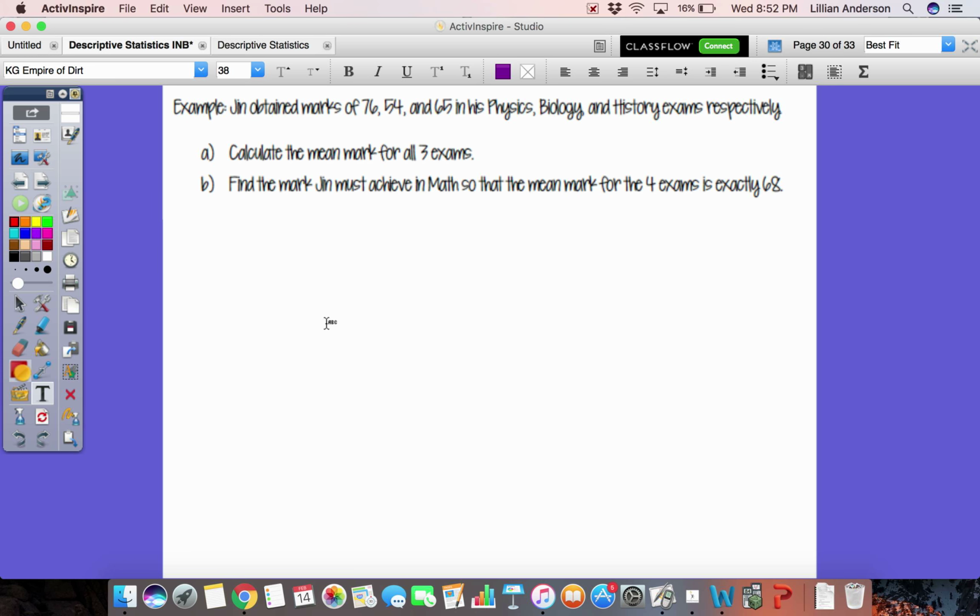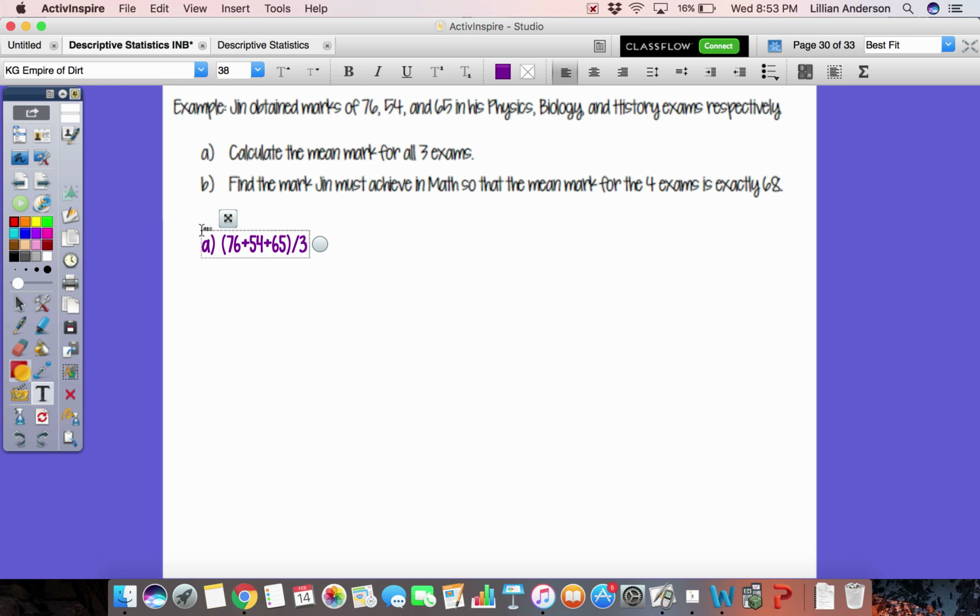Here's the second example out of our 3. It says Jen obtained marks of 76, 54, and 65 on his physics, biology, and history exams, respectively. Remember, respectively basically means the order that they were in is the order how they match up. So he got a 76 in physics, a 54 in bio, and a 65 in history. It asks us to calculate the mean mark for all 3 exams. Well, the mean mark is very simple. All we do is we take all 3 exams, we add them up, and then we divide by the number of exams that there are.